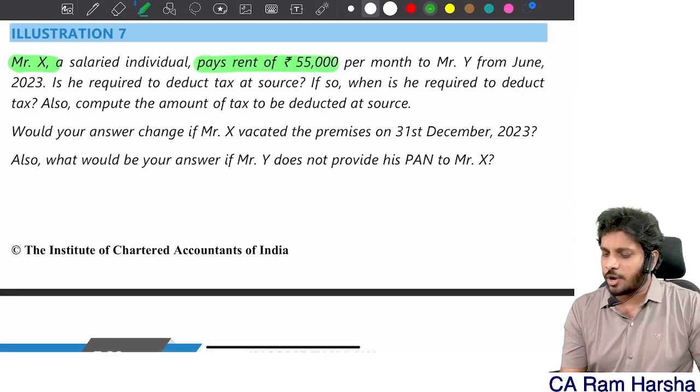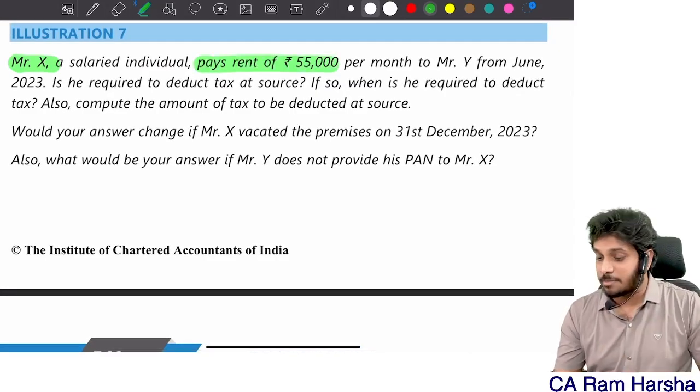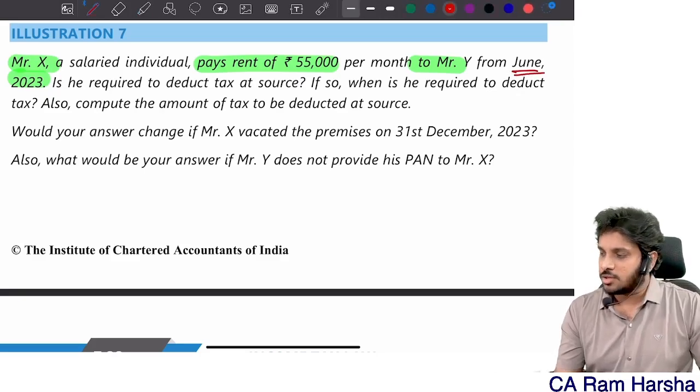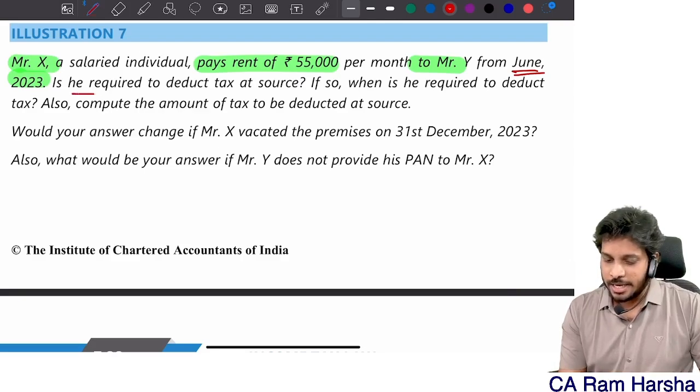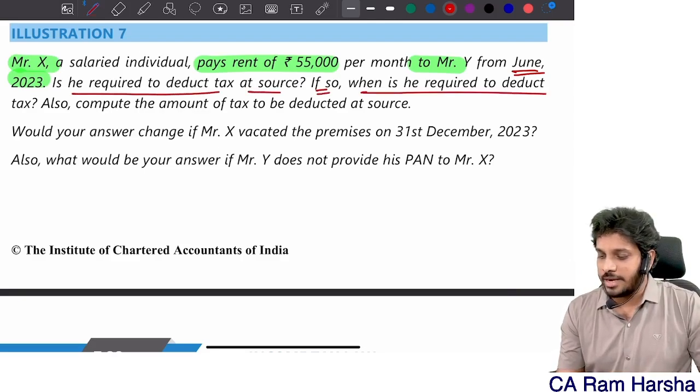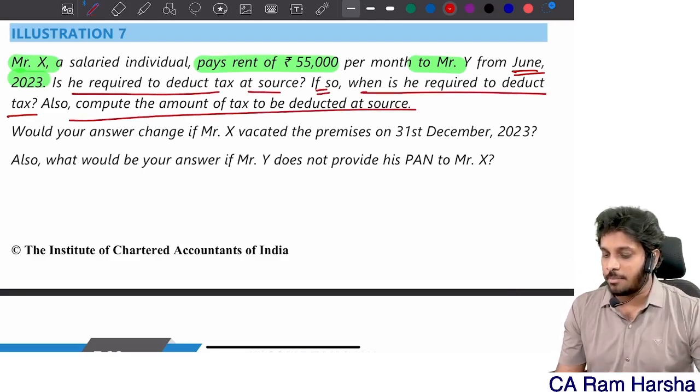Suppose X is a salaried employee paying a rent of 55,000 per month to Y from June 2023, which means from June month onwards, which means 10 months up to March. Is he required to deduct tax at source? If so, when is he required to deduct tax? Compute the amount of tax payable.